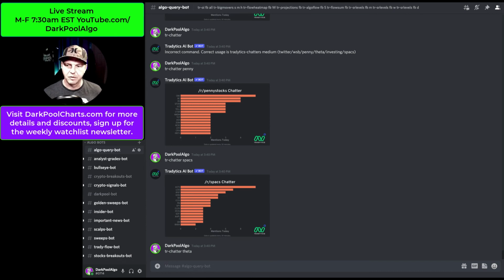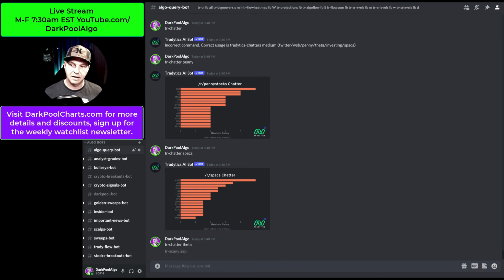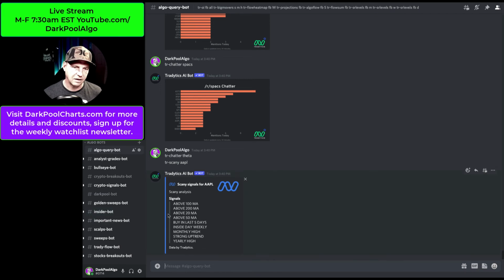Okay. Moving on to the last of the stock research commands, we've got this one that's called Scanny, which shows daily scanner signals for the stock. This is a technical analysis tool, so it's showing that it's above the 20, 50, 100, and 200 moving averages. That means it's very bullish. Your moving averages are stacked, one of our rules. There's buys in the last 5 days. You have inside day on the weekly for you Strat users. We have a monthly high, strong uptrend, and we just hit the new yearly high. So that's it for the stock research commands.